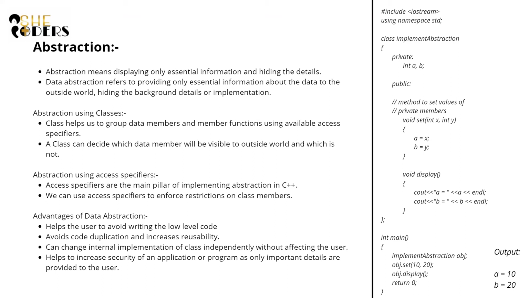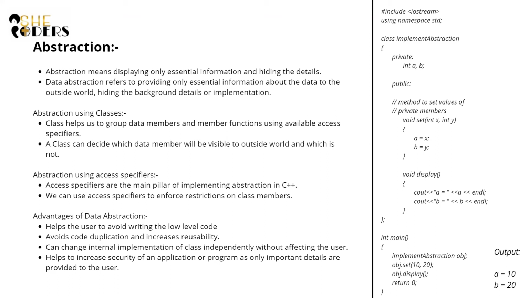Using access specifiers like public, private, and protected, abstraction is achieved. The use of these access specifiers is what we can call abstraction. That is the main pillar of implementing abstraction in C++. It just restricts some of the data members, deciding whether the outside world can see them or not, which are accessible to the public, and which are protected, meaning they can be inherited.